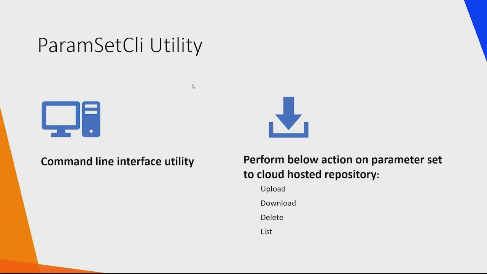The parameter set CLI is a command line interface utility through which we can perform different actions on the parameter set file. You can upload it to the cloud hosted repository, or you can download it from there, you can delete it, or you can list it. So all these actions can be performed through this param set CLI utility, which is a command line utility.